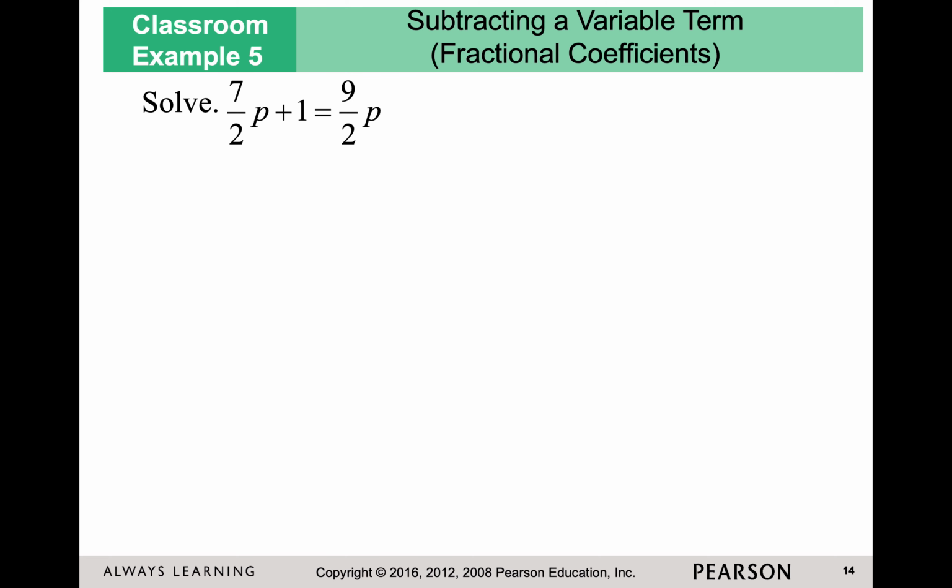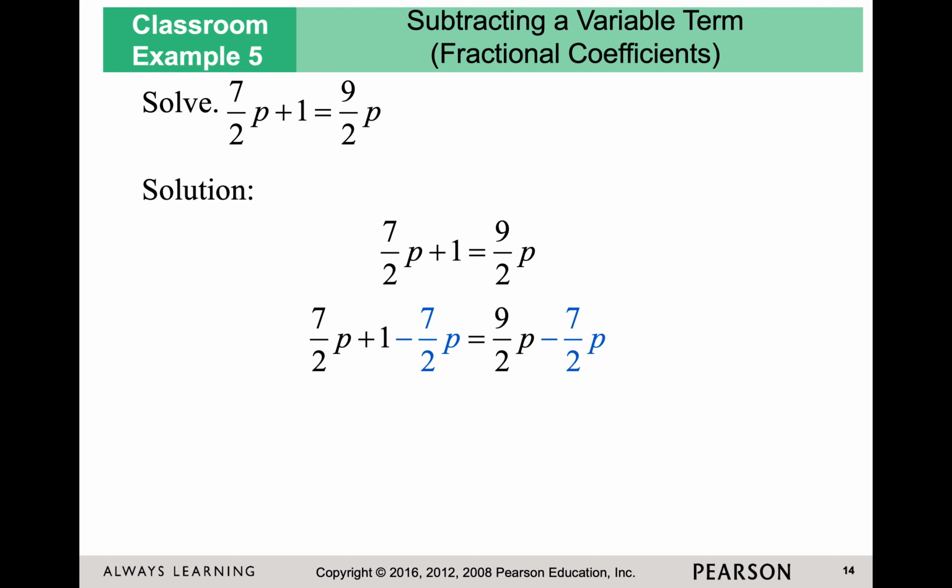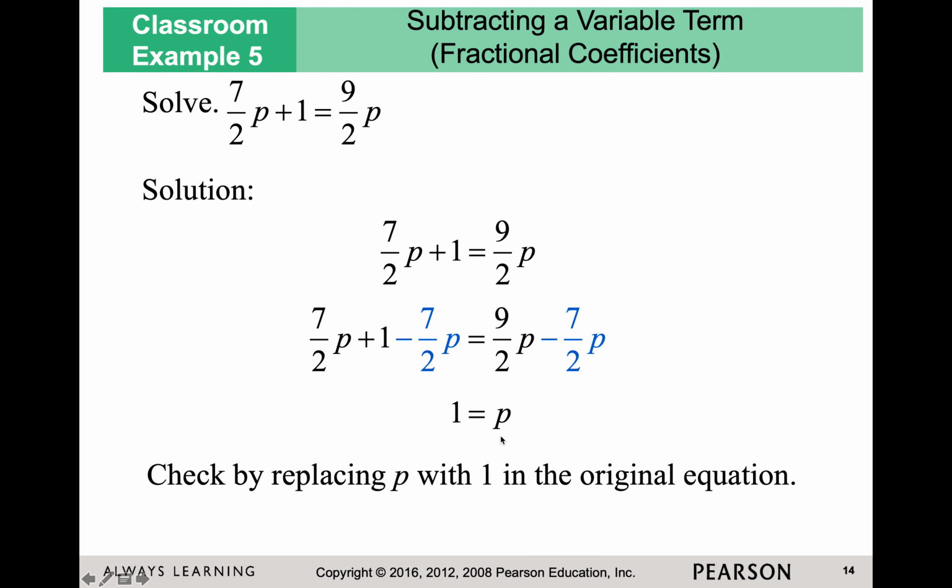Now we have some fractions, everyone's favorite topic. It is easier to move 7/2 over than to move 9/2. So since 7/2 is positive, I'm going to subtract it from both sides. 9 minus 7 is 2. So I have 2 over 2p. 2 over 2 is 1.